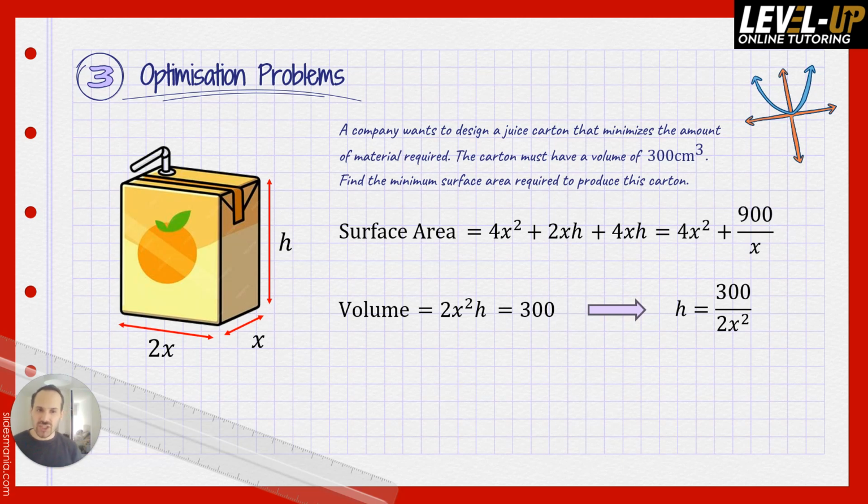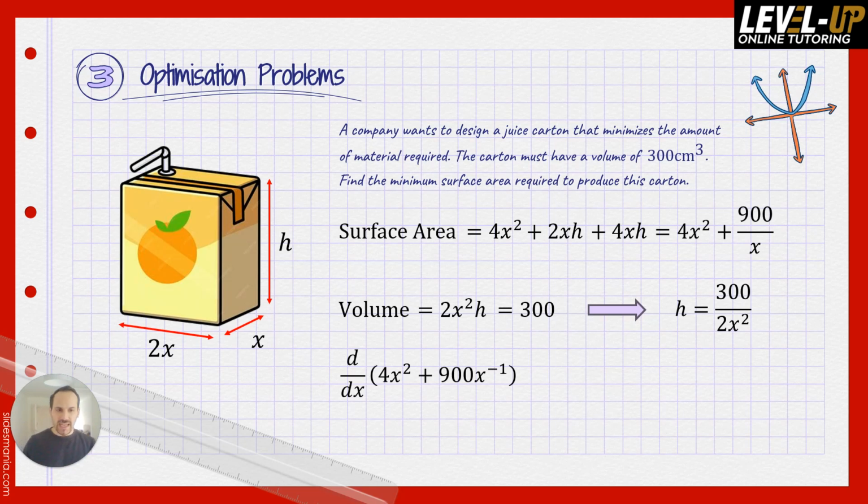So for 6xh, if I replace the h with 300 over 2x squared and simplify this a little bit, you can check that for yourself, you'll see it will just come out to 900 over x. Now, that's great. We've now got an expression for surface area just in terms of x. This is something you're always going to have to do at GCSE level. You're going to have to get it in terms of one variable before we're able to differentiate. And now we can go ahead and differentiate this.